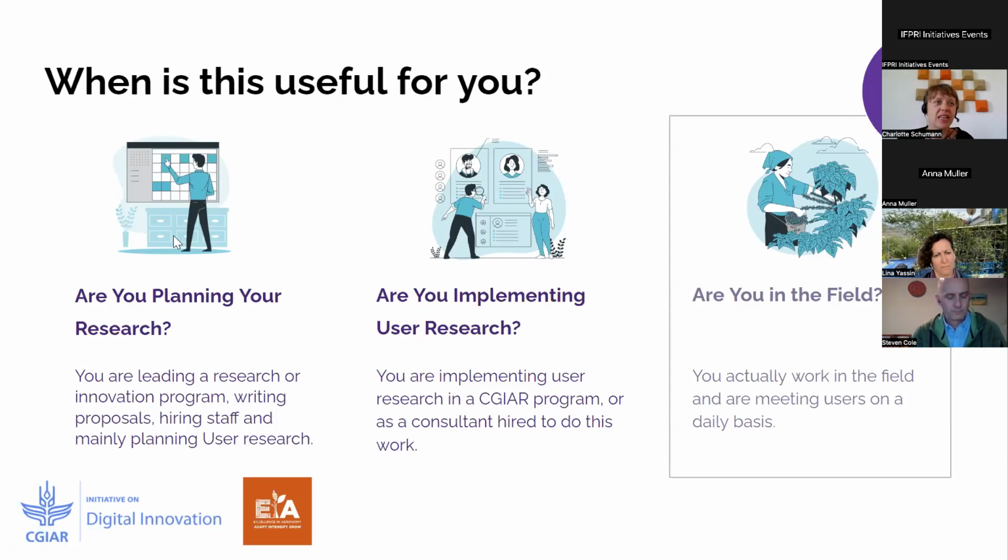A planner is a person that leads a research or innovation program and writes proposals, hires staff, and mainly is involved in planning user research. And for this persona, we try to find overviews, easily accessible, fast information, so that they know how to budget also for user research. And then we found there's another profile of people that are more involved in really implementing user research. So they have questions of, how do I do this? What are the steps? What are do's and don'ts?